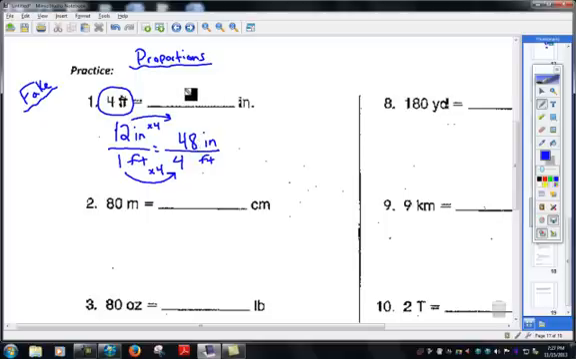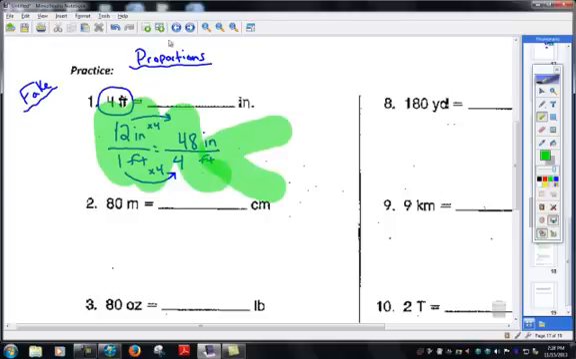I know a lot of you know this. I know a lot of you are probably sitting there going, oh my gosh, I know that there are 12 inches in a foot, and I know I do 4 times 12. I don't care. It's about the process, understanding why this works. Do it the right way, please. I expect this. If you don't have this on the test, I will count it wrong.